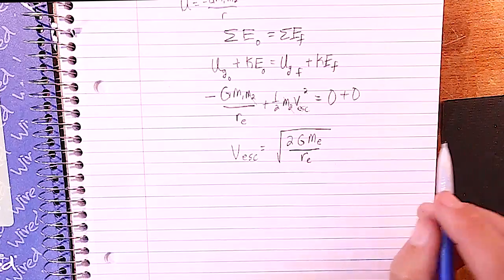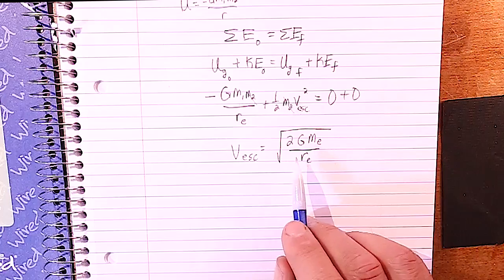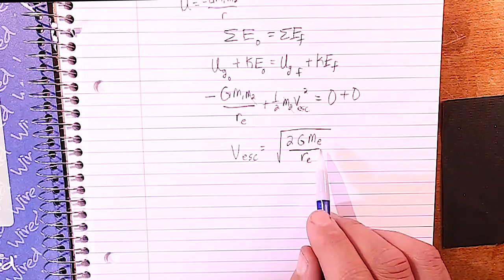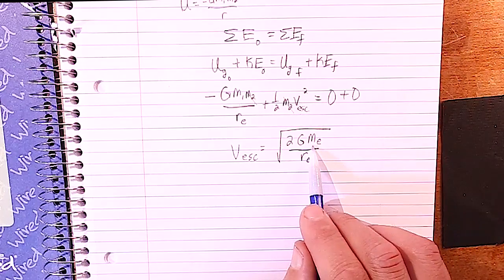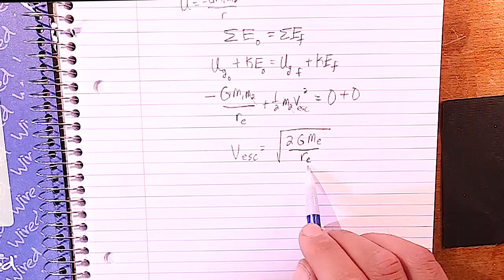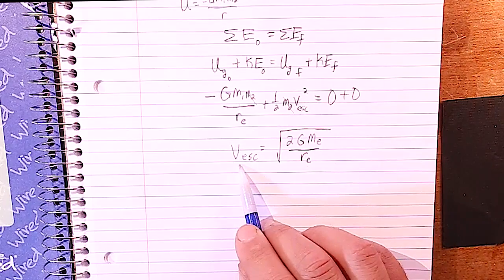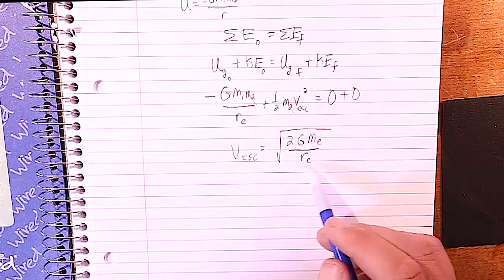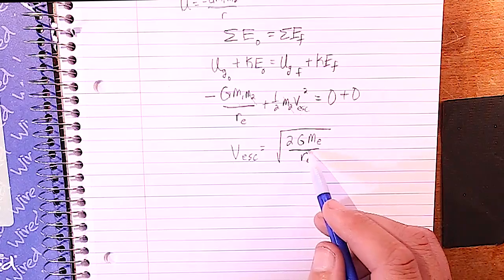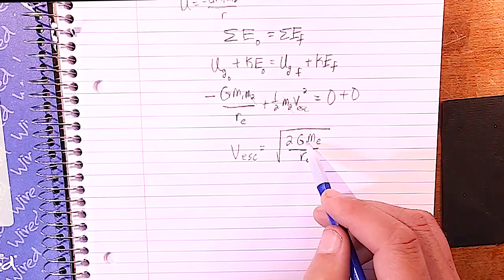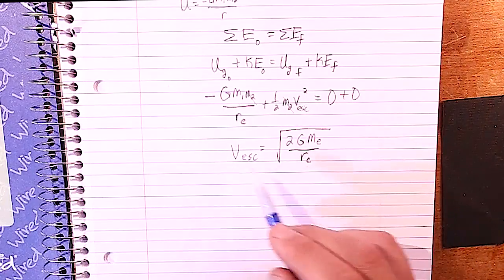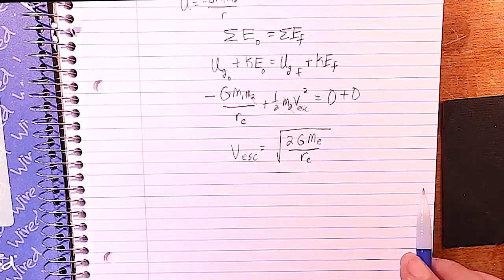So what type of questions might they ask? They might say, what happens if we double the mass of the planet or double the radius of the planet? How does that affect the escape velocity? Well, if we derive this formula, we can just see what happens. If we quadruple this, then that would double the escape velocity.